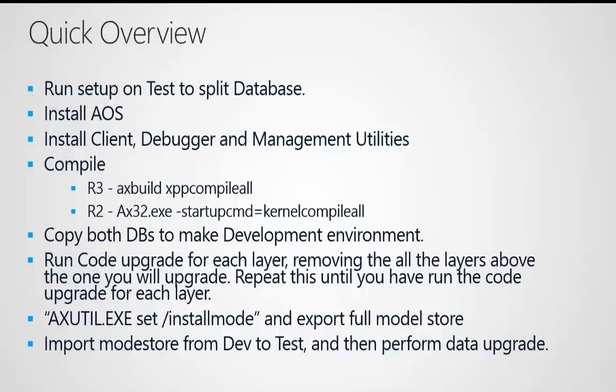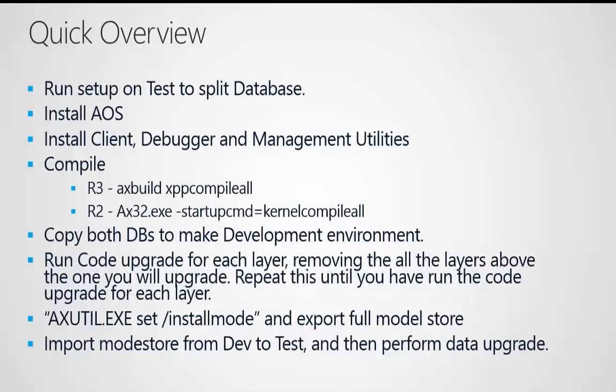debugger, and management utilities. After this, if you are running AX 2012 R3, you need to run the following compile command: axbuild xpp compile all. If you're using AX 2012 R2, then you run x32.exe -startup command=kernel compile all. After you've completed this on the test environment, you copy both the business data and the model store database to make a development environment. You run through the code upgrade process, removing all the layers above the code upgrade layer you want to upgrade, and you repeat this process until you've run the code upgrade for each layer.